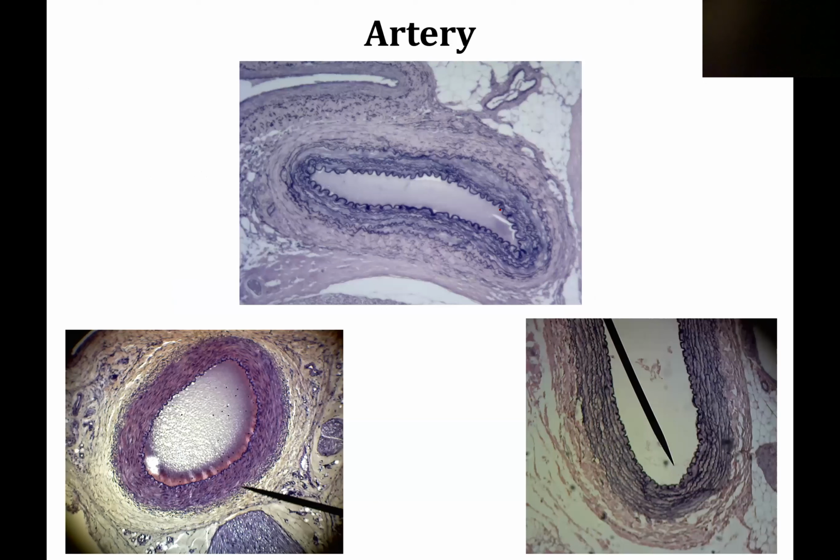So here you have microscope slides showing the artery and a vein next to it. This would be the boundary between the 2. In the wall of the artery, you have a tunica interna, this dark squiggly line. You have the tunica media, which is all of this. And then you have the tunica externa.